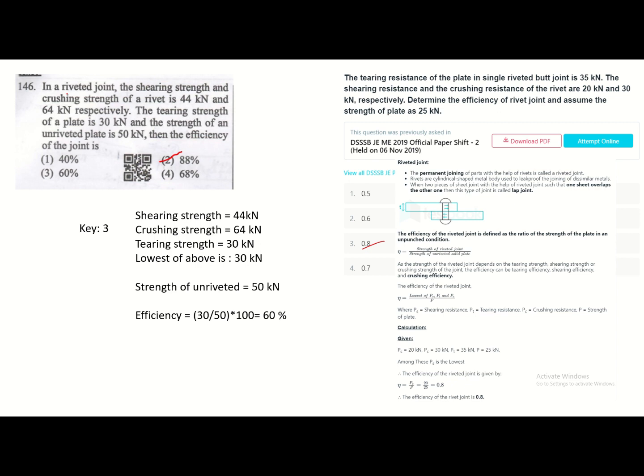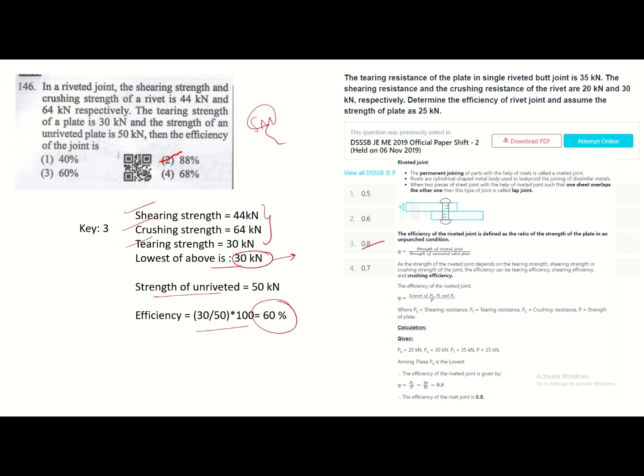Next one is the riveted joint. This is from strength of materials. This is a simple question. Simply note down the shear strength, crushing strength, and tearing strength in the given data, and see which one is the lowest. 30. So what is the efficiency? This is the lowest strength of your riveted joint. That is 30 by 50 into 100. So you get 60%.